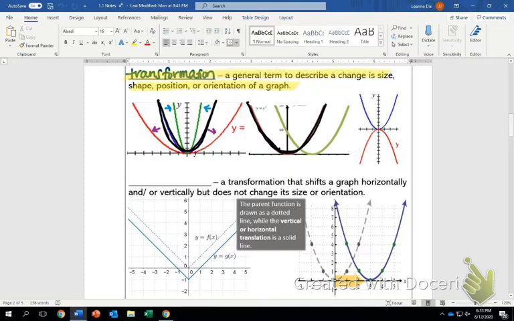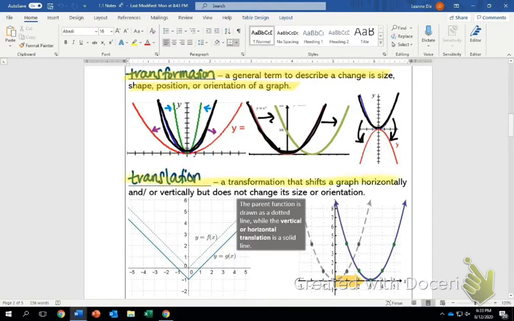All right, it looks like instead of it getting skinnier or wider, this one is now moving to the right. All right, and then the last one, I'm going to put our parent function in black again. All this one did was it flipped. All of these are types of transformations. We'll get into the specifics with the next vocabulary word, which is going to be translation.